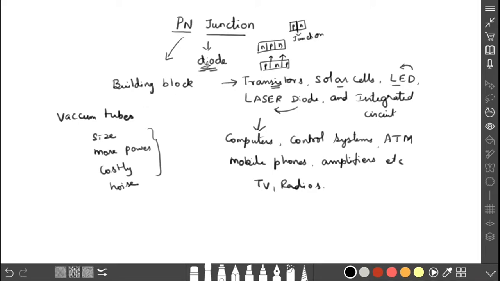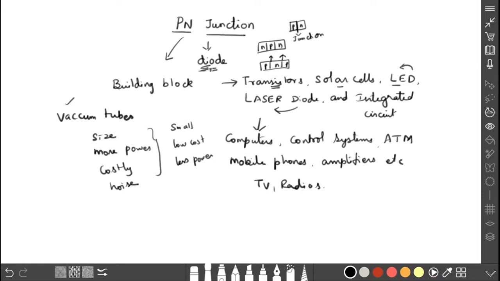Before the invention of the diode, they used vacuum tubes, but vacuum tubes have many drawbacks. After that, this problem was solved by the invention of the diode, which is small in size, low cost, and consumes very little power. So that is the importance of the diode.